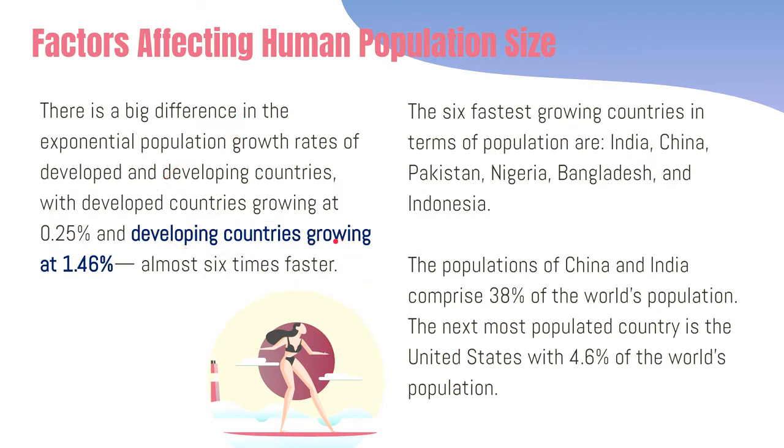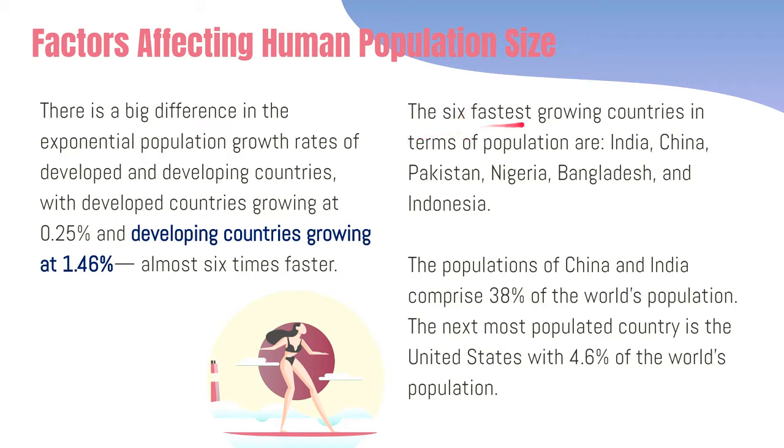Studies show that there's a big difference in the exponential population growth rates between developed and developing countries. Developed is a way to describe first world countries, and developing countries is a term for third world countries. Developed countries only have an exponential growth rate of 0.25%. The third world countries, or developing countries, are growing at a much higher 1.46% annually. That's 6 times faster than a developed country. It means that poorer countries have a higher growth rate than richer countries.